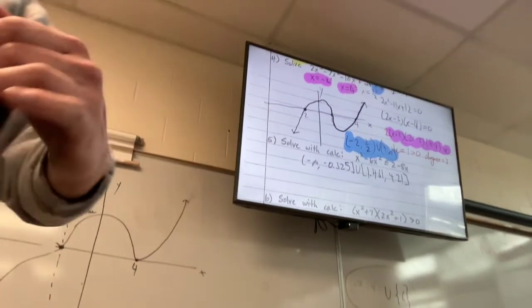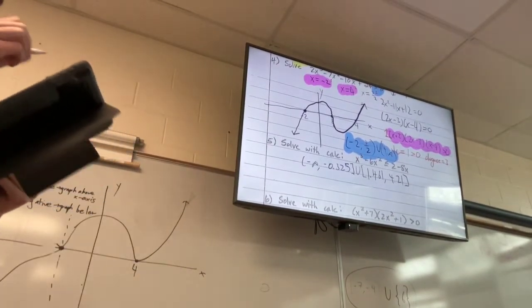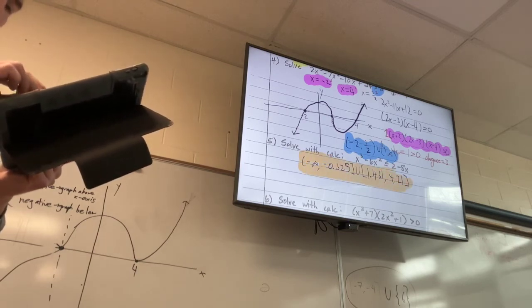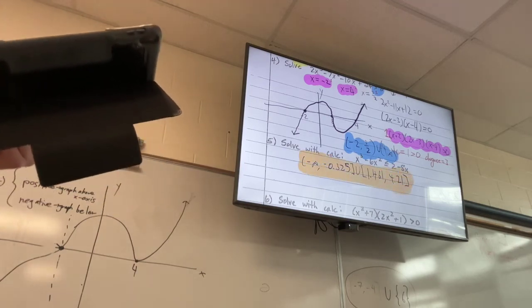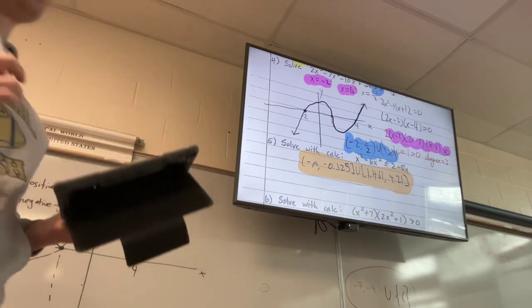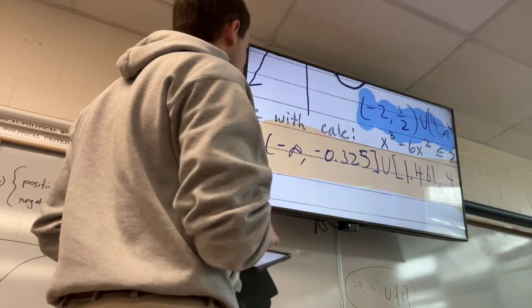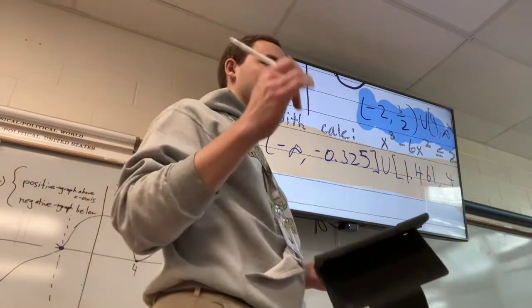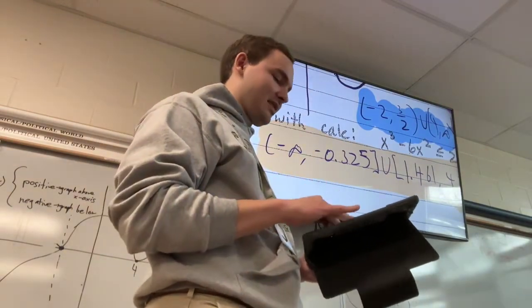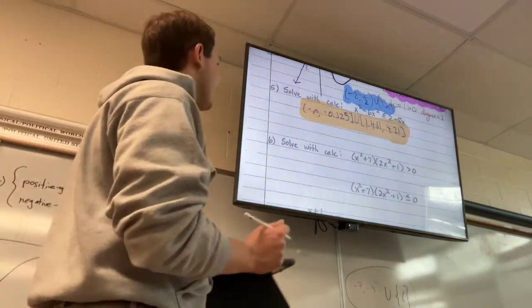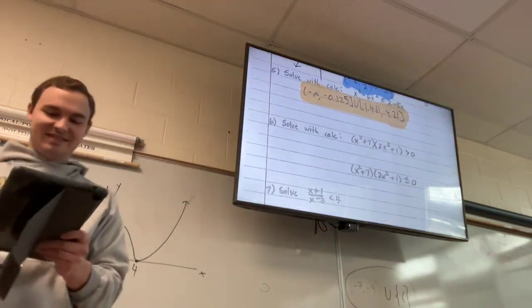Just make sure you put the right symbols here. Why did I put brackets and not parentheses? Less than or equal to 0, yeah. And negative infinity, why does that get a parenthesis? Because infinity always gets parentheses. Don't put a bracket on infinity. I die inside every time I see a bracket on infinity.